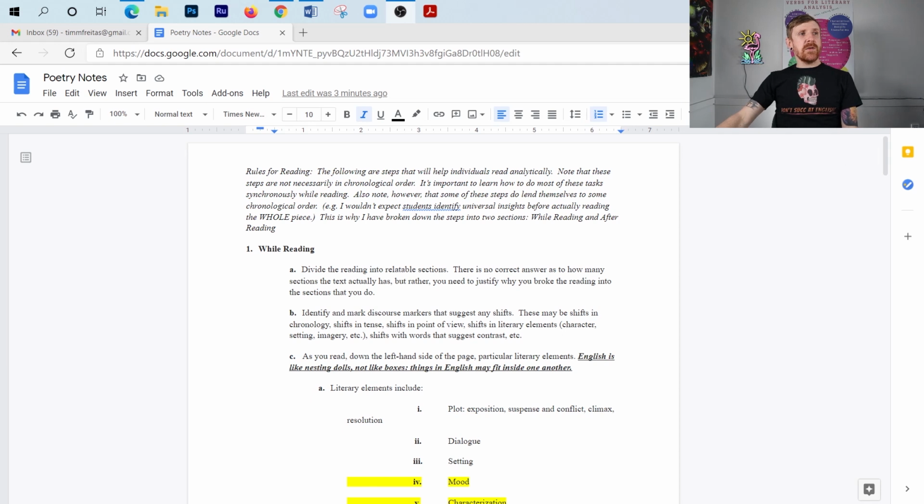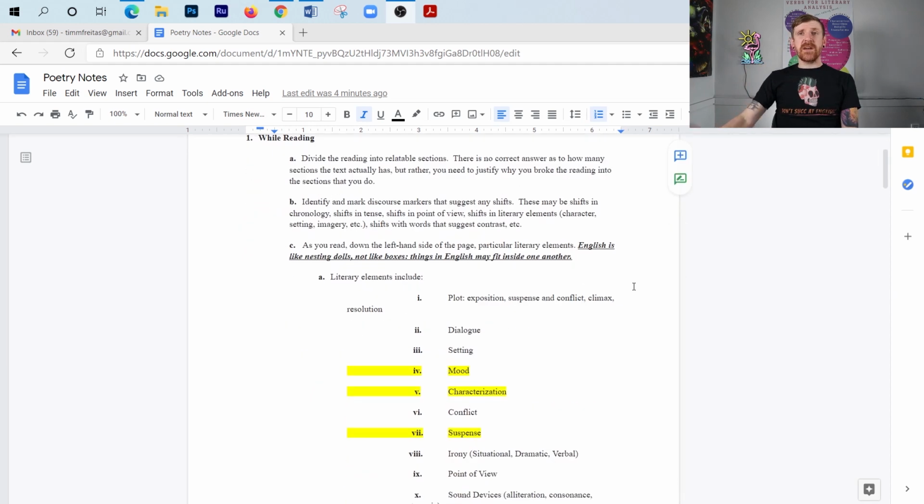So I do have this document found in the description right down below. These are rules for reading poetry, or even I do the same thing with fiction as well. But I would like to point out that this document is not dogma, first of all, and second of all, it explains everything that I do. I'm not going to go through the whole process, like I said.